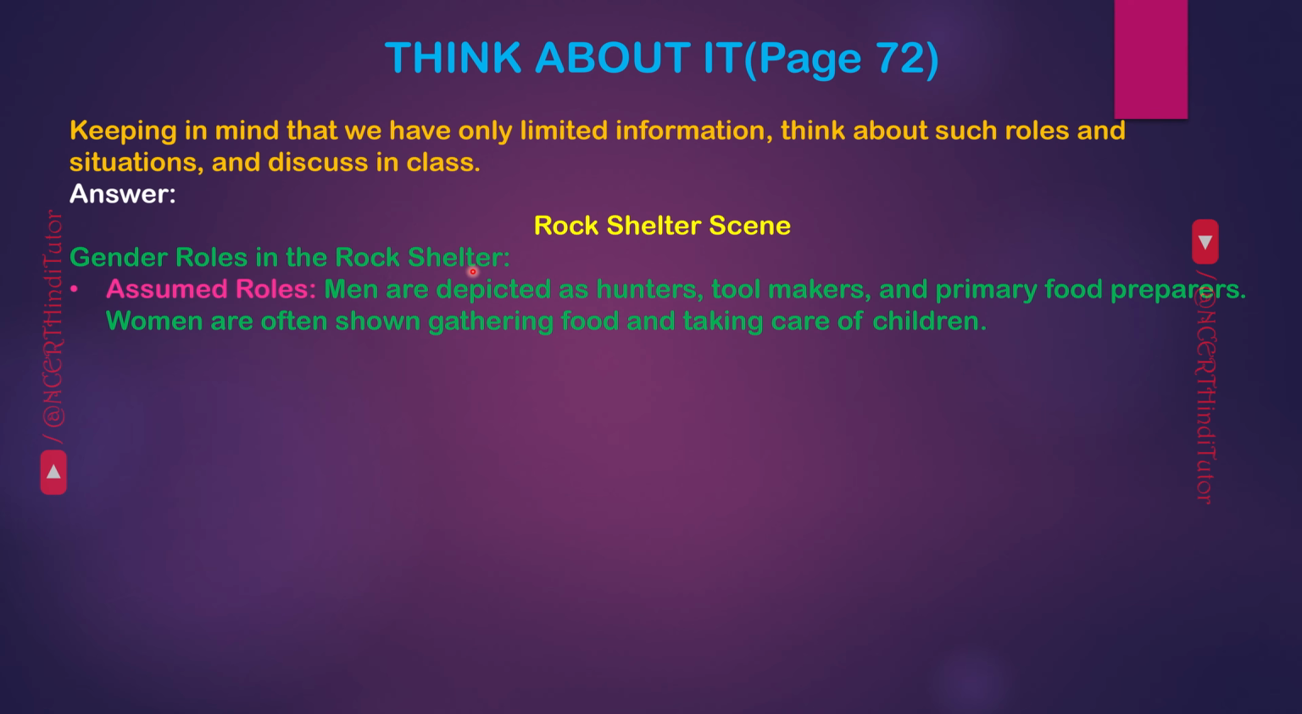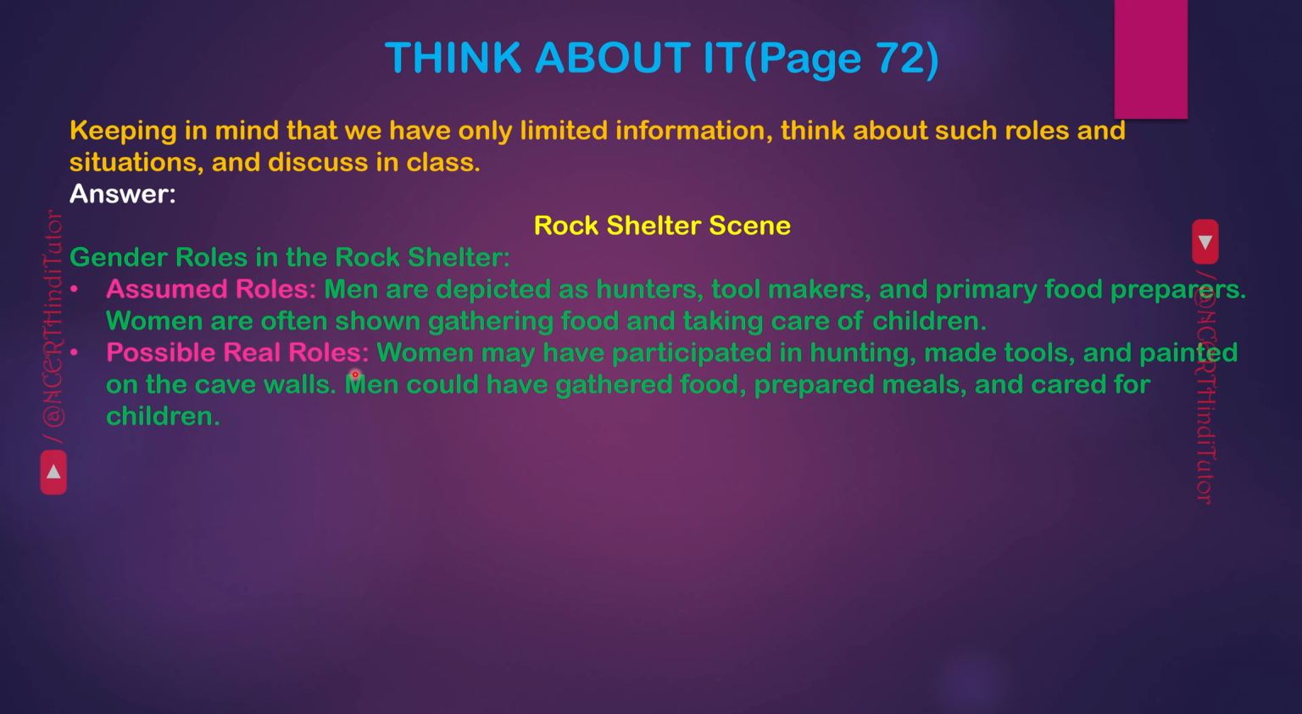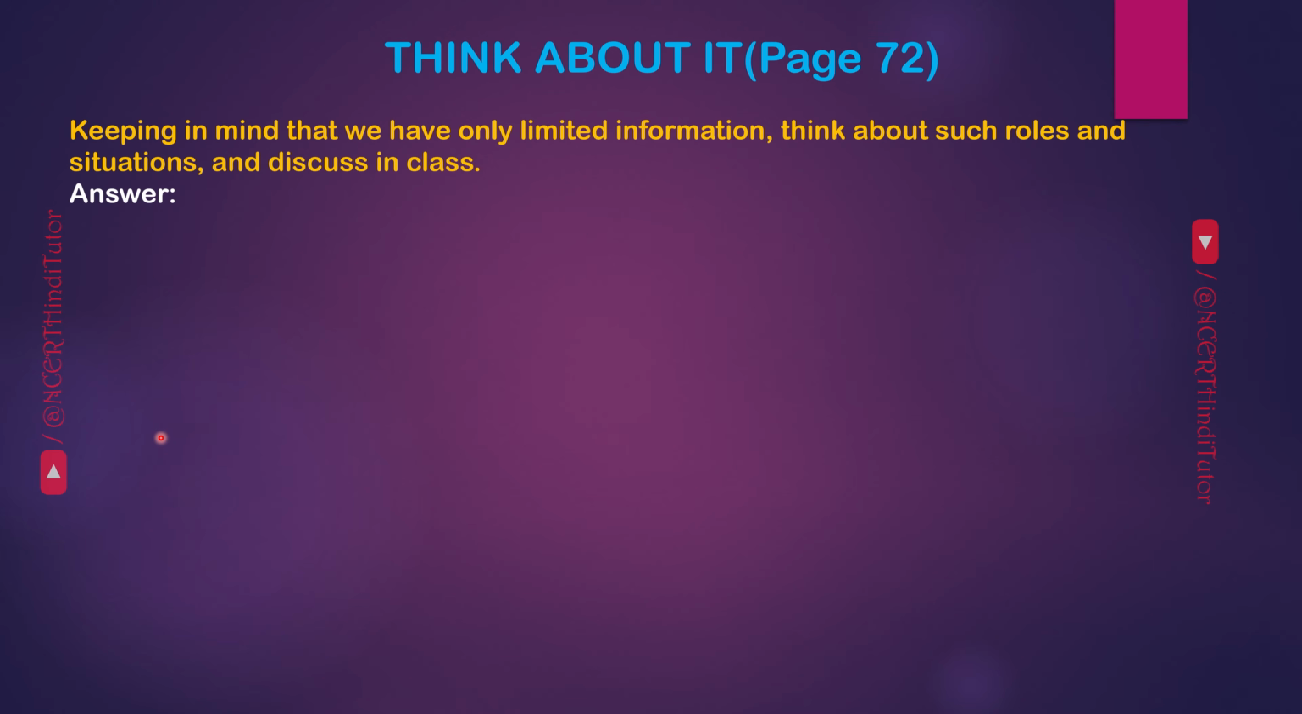Gender roles in the rock shelter, assumed roles. Men are depicted as hunters, tool makers, and primary food preparers. Women are often shown gathering food and taking care of children. Possible real roles: women may have participated in hunting, made tools, and painted on the cave walls. Men could have gathered food, prepared meals, and cared for children.